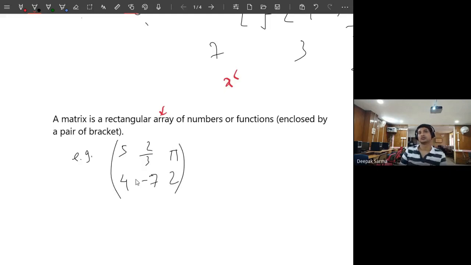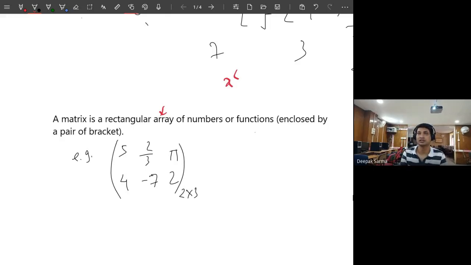So how many entries are there? Entries means the building block or the component. So here total 6 entries or 6 elements are there, and the number of rows you can see is 2 rows and 3 columns. So we denote this by 2 by 3. 2 by 3 means 2 rows. The first one we denote the number of rows, and the second the number of columns. Okay, this one is a matrix having 2 rows and 3 columns.